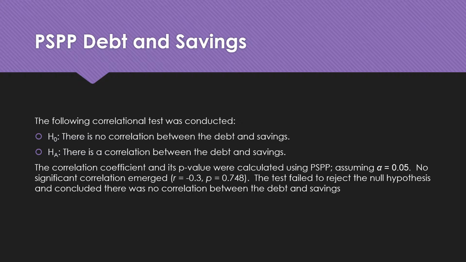The correlation coefficient and its p-values were calculated using PSPP, assuming alpha to be 0.05. No significant correlation emerged. We have a correlation coefficient of negative 0.3 and a p-value of 0.748. Since the p-value is greater than alpha, the test failed to reject the null hypothesis and concluded that there was no correlation between debt and savings.